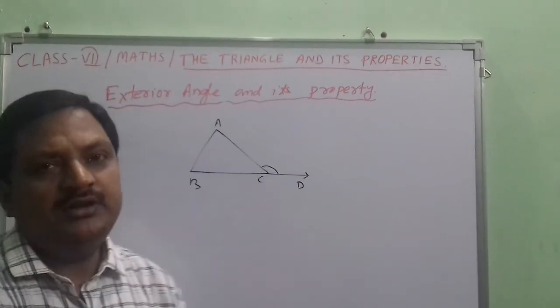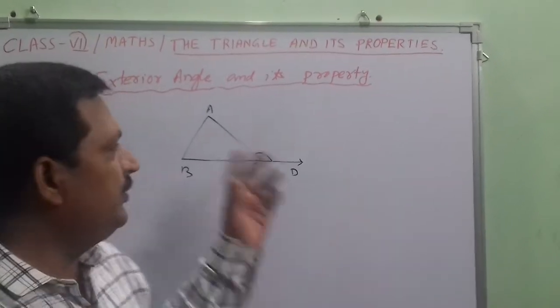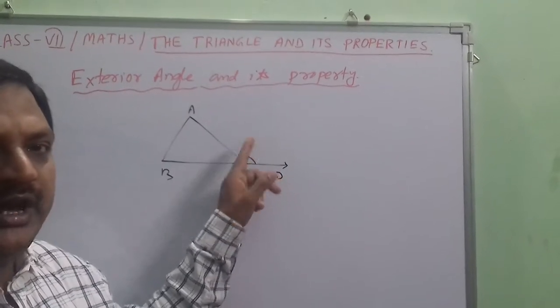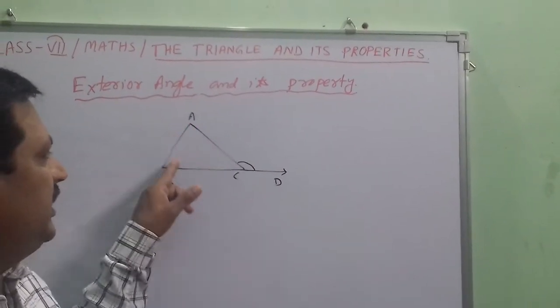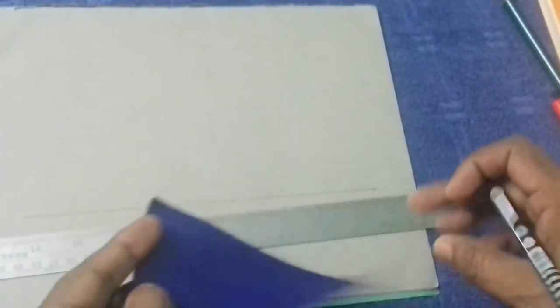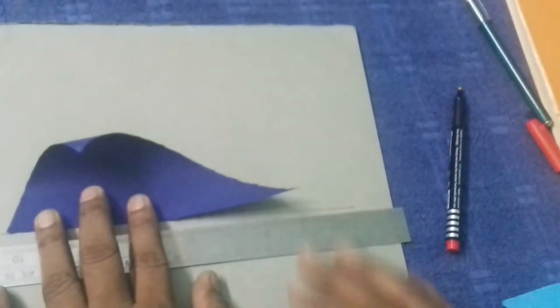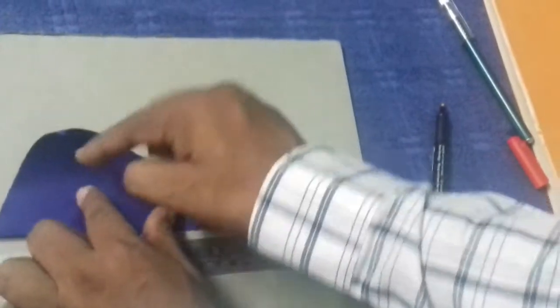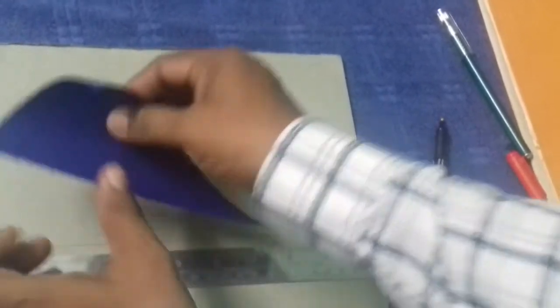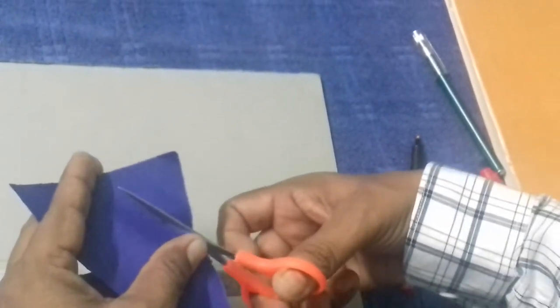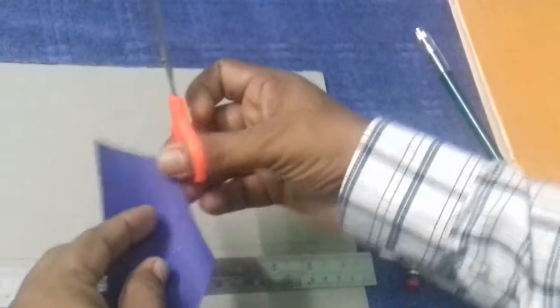Now let's do an activity to see some properties of a triangle in which we shall measure the exterior angle and its relation to angle A and angle B. So I have taken a line here and I have taken one triangle here. Now I shall put this triangle on the line. Now I shall cut these two angles. Let's cut this angle, and let's cut this angle.